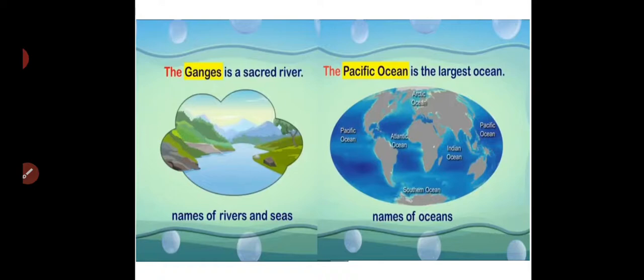So we can see other names of rivers like the Godavari, the Yamuna, the Ganga, the Mississippi. Like that you can find the names of the rivers. The is also used before the names of oceans. For example, the Pacific Ocean, the Atlantic Ocean, the Indian Ocean, the Arctic Ocean, the Southern Ocean, like that.